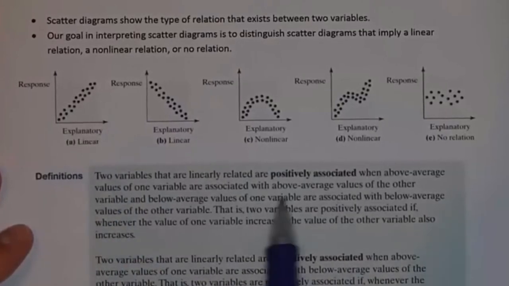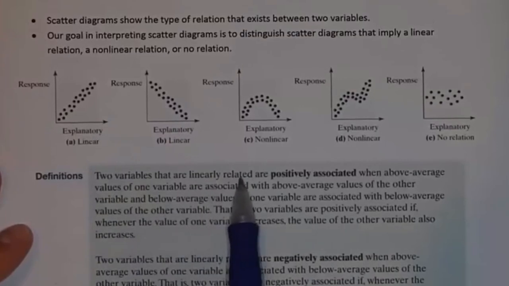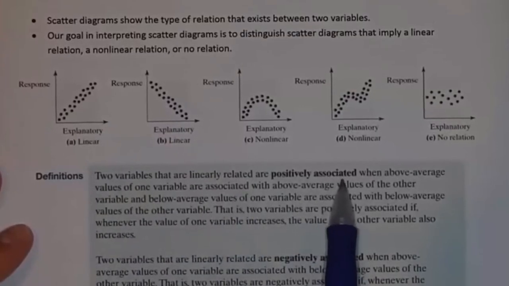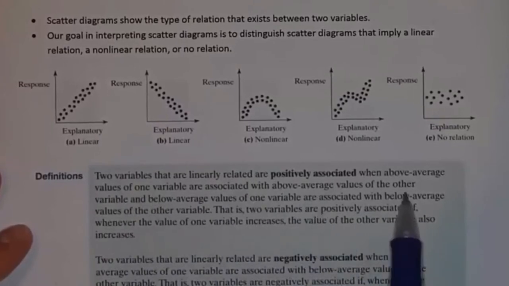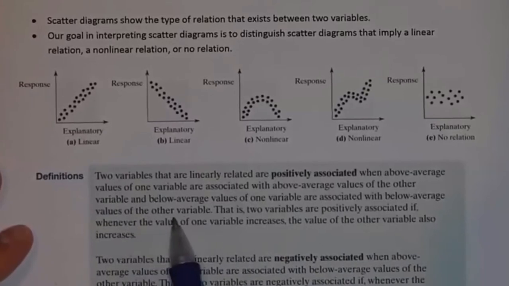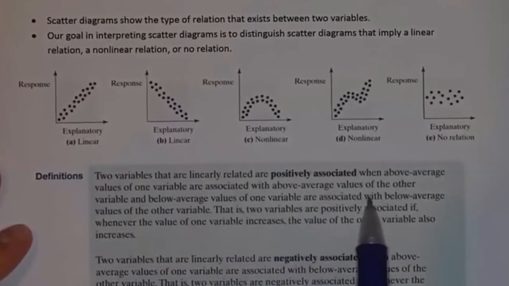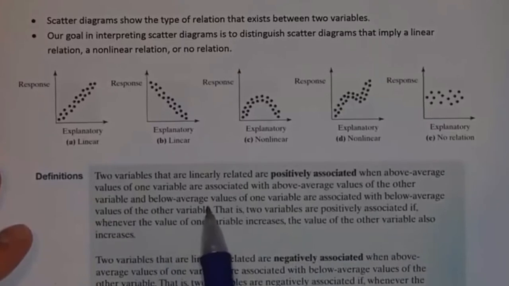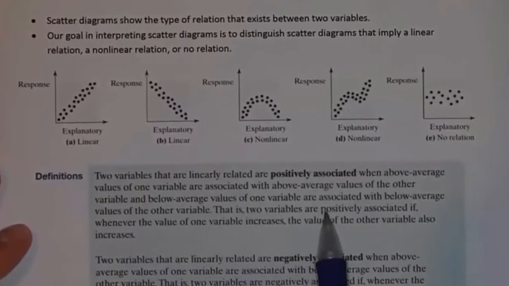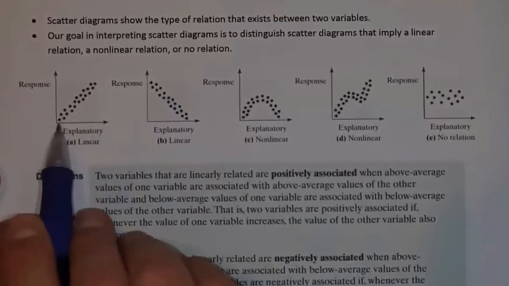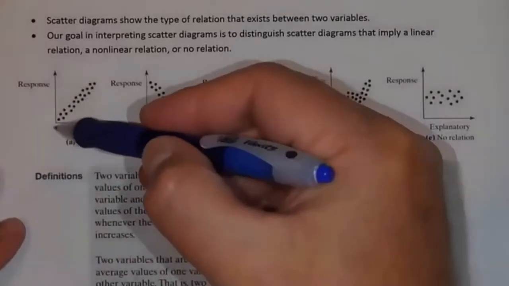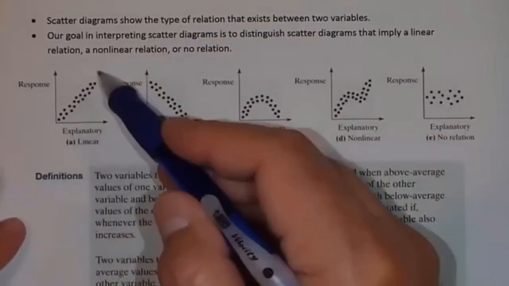Well, definition right here. Two variables that are linearly related are positively associated when above average values of one variable are associated with above average values of the other variable, and below average values of one variable are associated with below average values of the other variable. That is, two variables are positively associated if, whenever the value of one variable increases, the value of the other variable also increases. So if you're looking at this graph right here, as x gets bigger, y gets bigger on average.